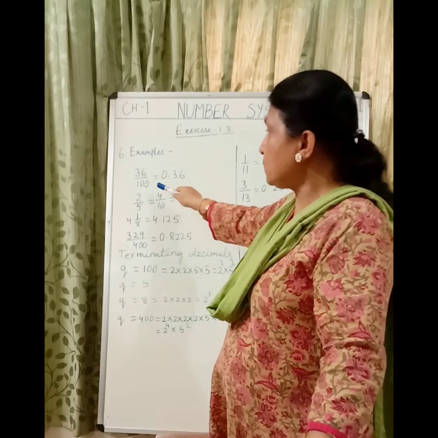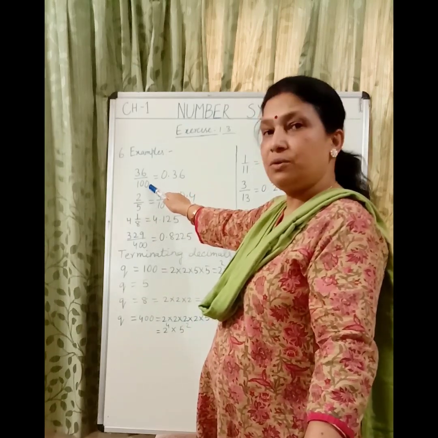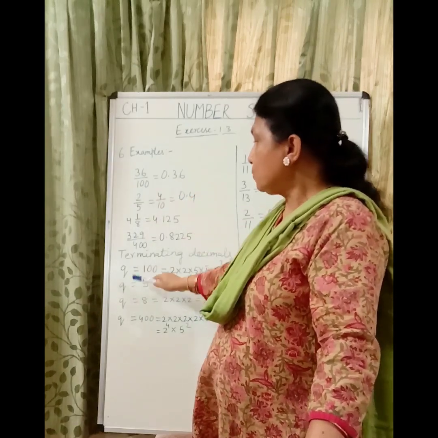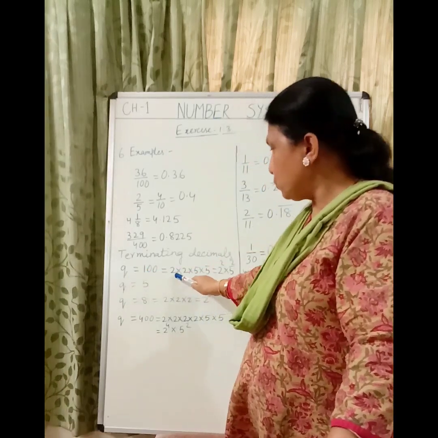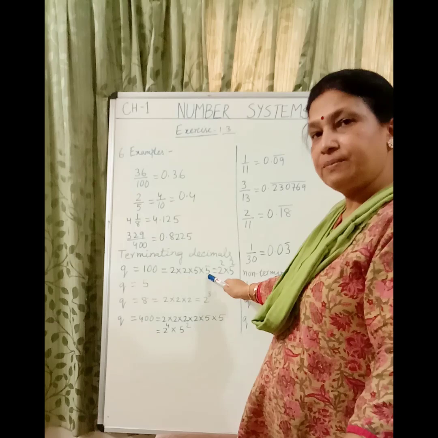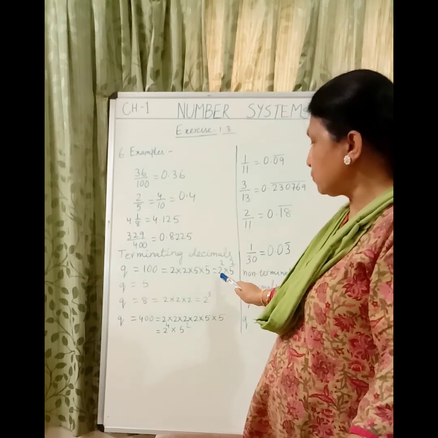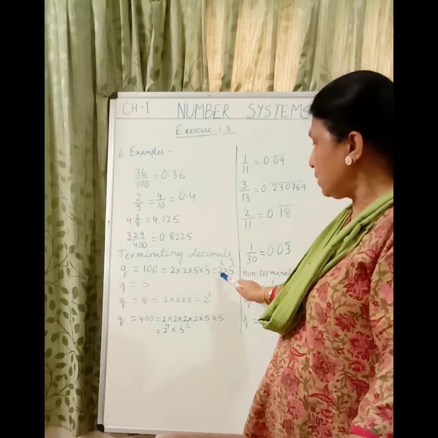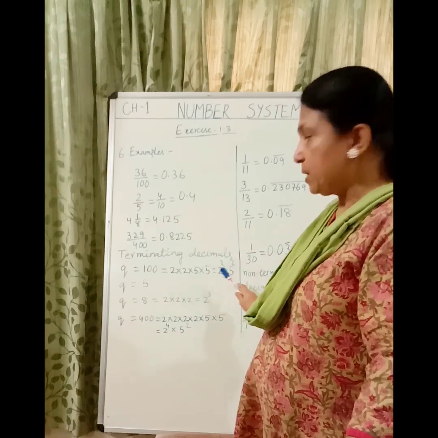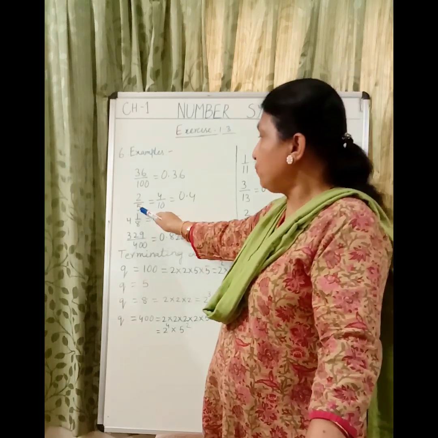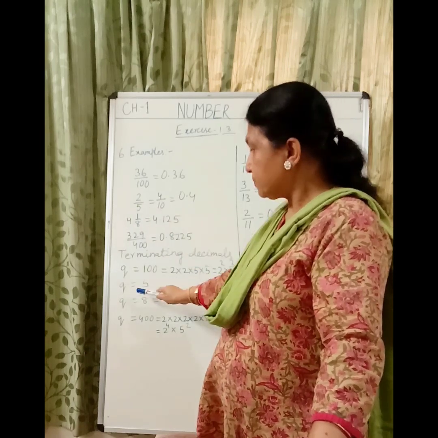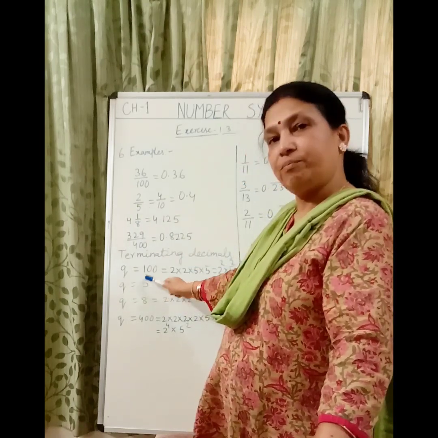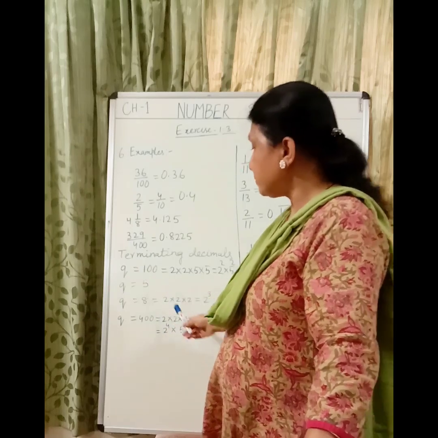So notice one thing here. What is this Q? Q is 100. So what are the prime factors of 100? 100 is 2 into 2 into 5 into 5. That is equals to 2 to the power 2 into 5 to the power 2. Next coming to 5, the denominator Q is 5. So Q is equals to 5 with power 1.